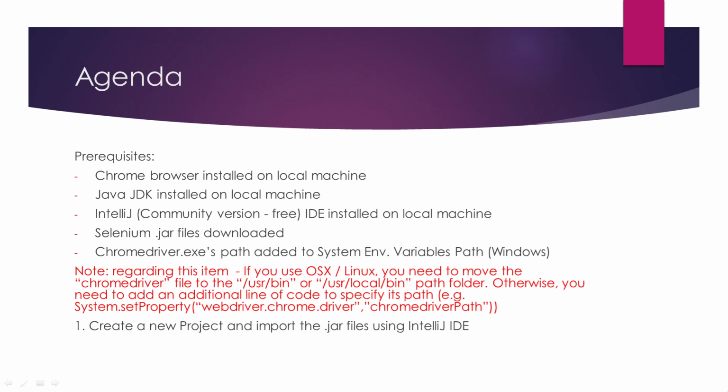So, in order to start, we need to have a Chrome browser installed on our local machine, a Java JDK installed, an IntelliJ IDE installed, and here I recommend the community version because it's free, all the Selenium jar files downloaded in a folder, and on Windows, we need to add the Chrome driver file path to the system environment variables. If you use a different operating system like OS X or Linux, you need to move the Chrome driver file to the bin folder. Now I will show you how to download the IntelliJ installer.